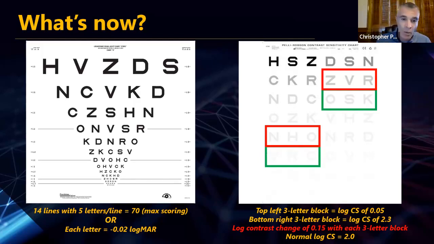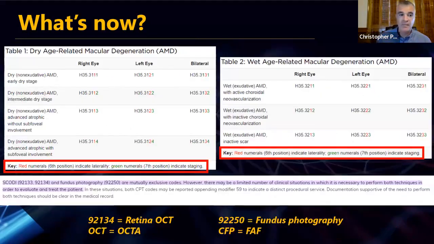If they're going from CKR over to ZVR, that's a little bit of nuance. Is there a change there or not? But if they are losing 2 full 3-letter brackets, that is a clinically significant, meaningful finding that you need to track down.